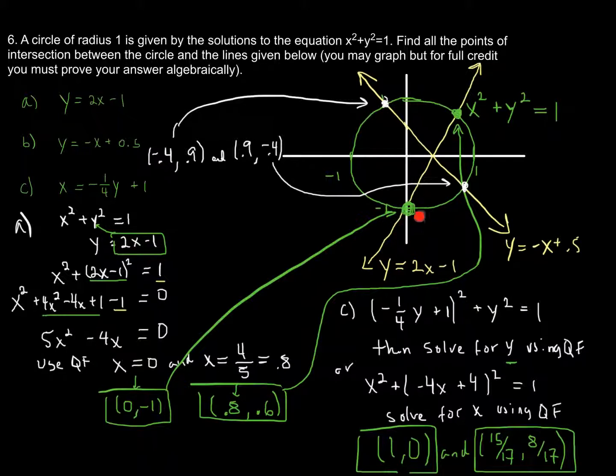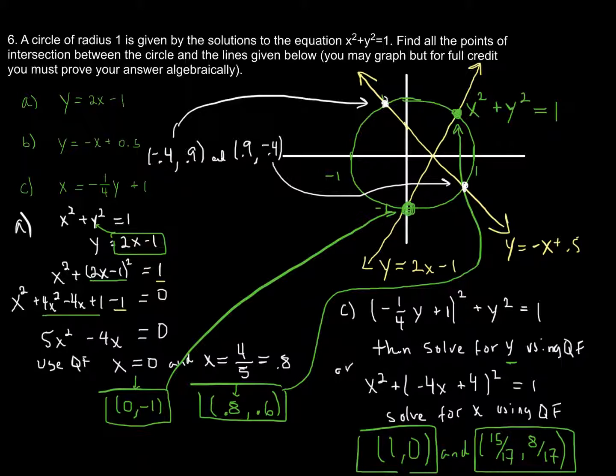So first off, I know there's one point of intersection, right, at (0, -1). And I don't quite know where this one is, but I know the x value should be positive, I know the y value should be positive. Both of them should be less than 1. And what I want to do is come up with a method for finding this point of intersection.